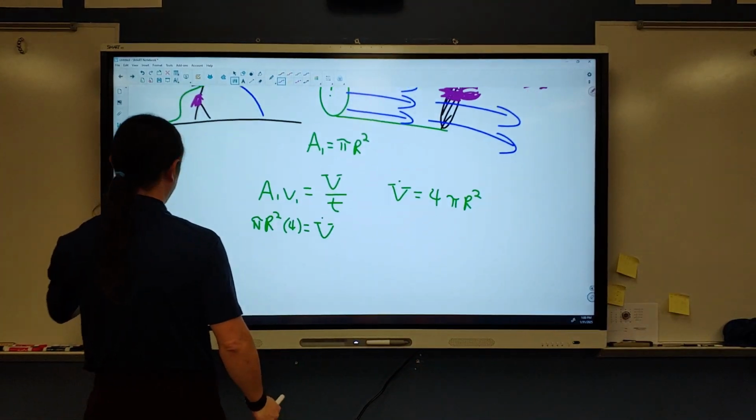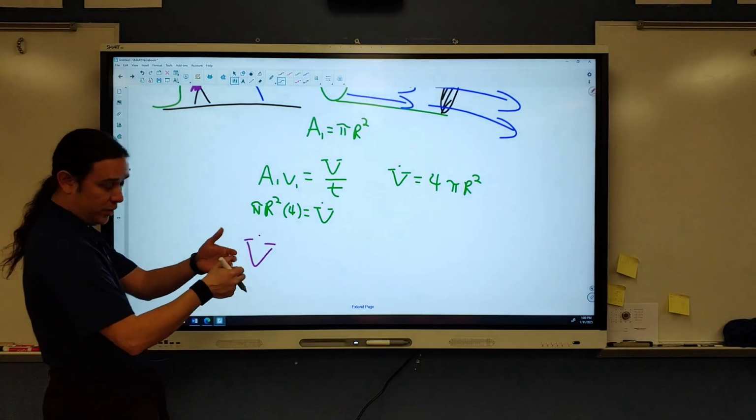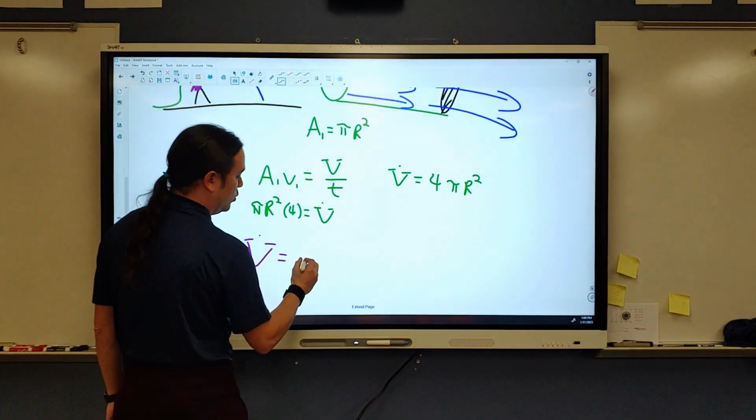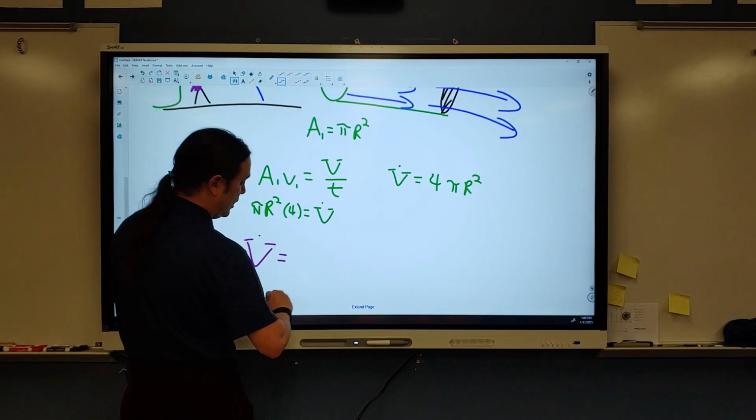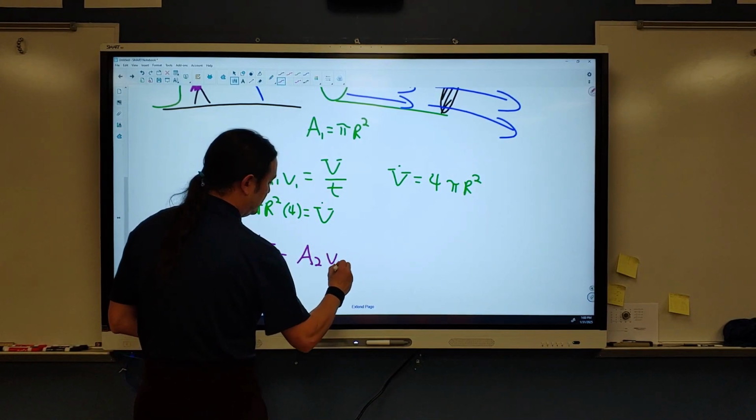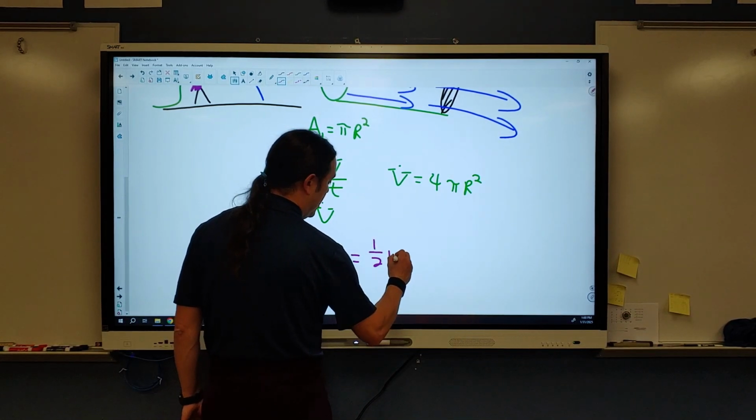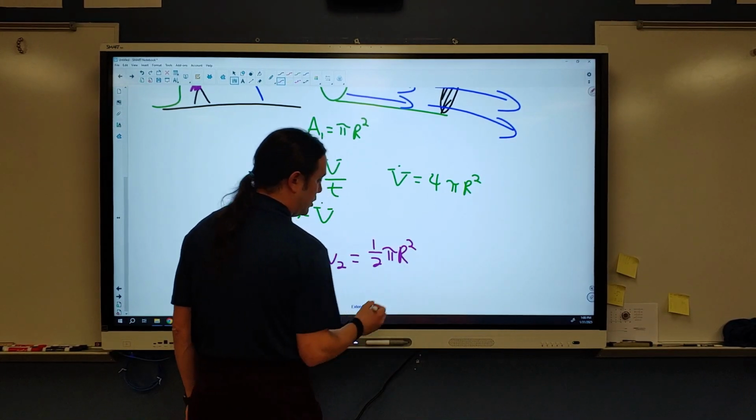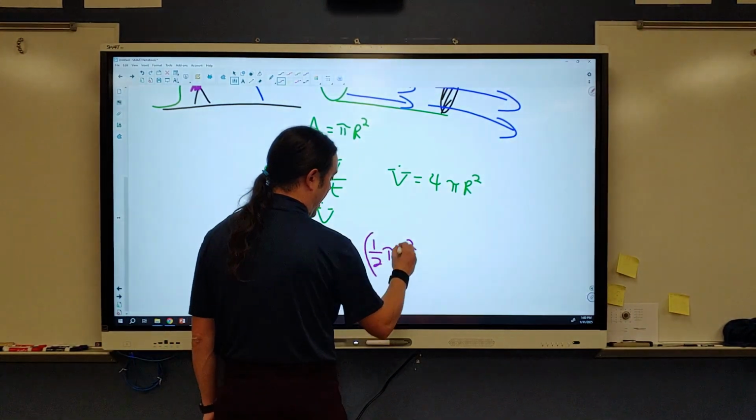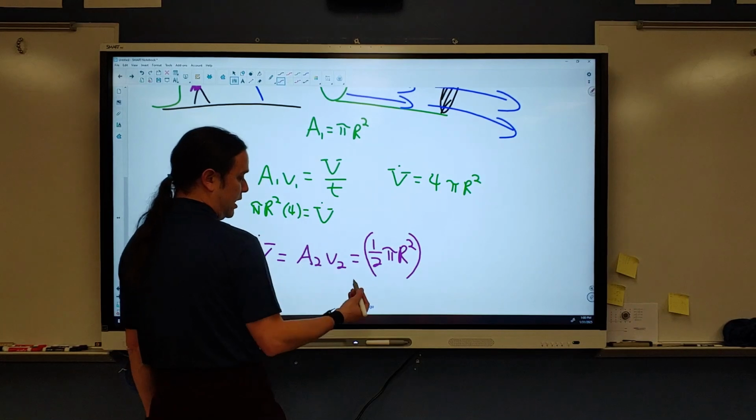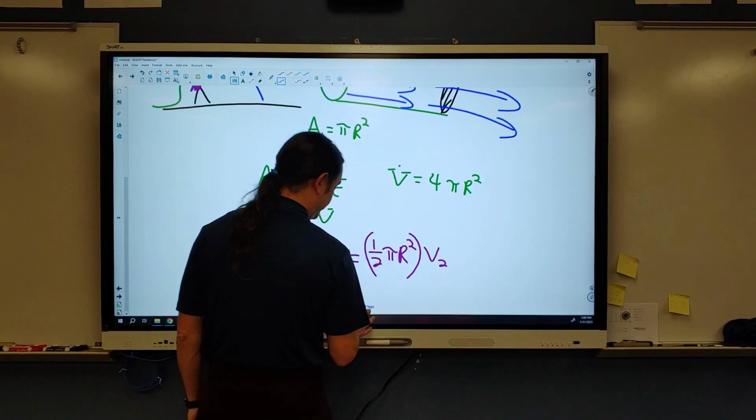So coming down, I've got the following. V dot after, at the point of my thumb, is going to be equal to V2 times my area, writing it in order, A2 times V2. Area 2, I just said, is 1/2 pi big R squared. Now, if we gave you the radius instead of the area, you would have to do a little bit more math. But I've got half of the area, because I've blocked half of it, and then we've got V2.